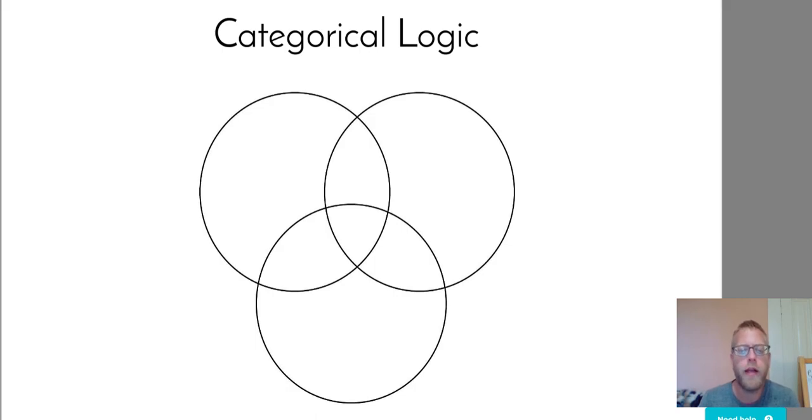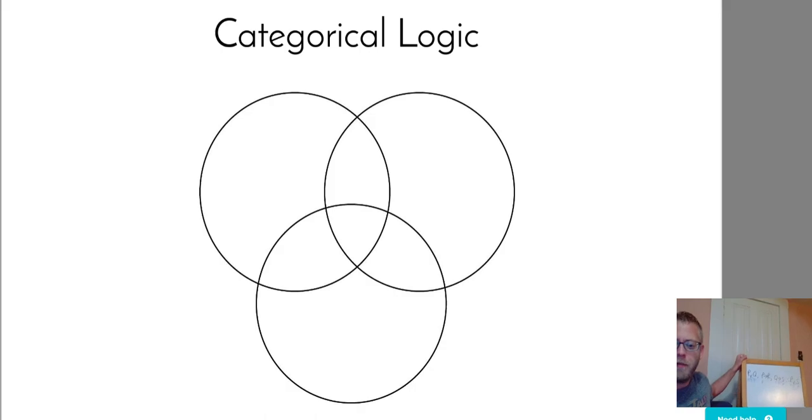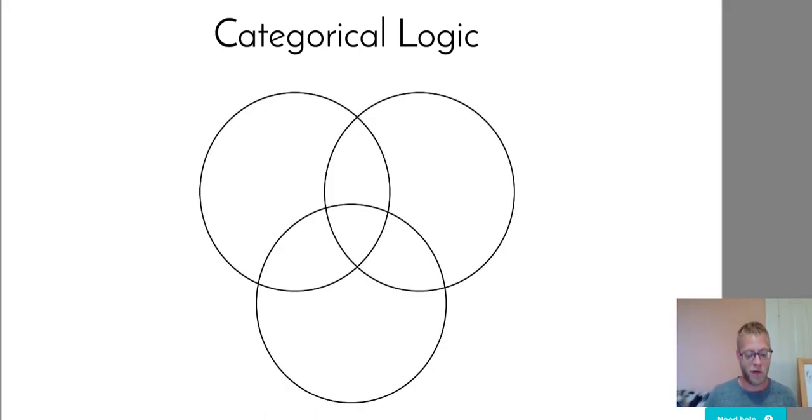Today we're going to look at categorical logic, right? So we're shifting gears a little bit. Hopefully you got propositional logic down, at least to the level that we took it, which is being able to look at these equations over here and make heads or tails of them. So if you're kind of getting that, pat yourself on the back.